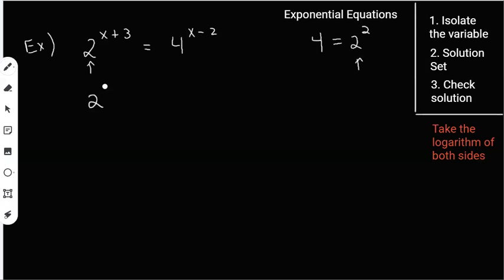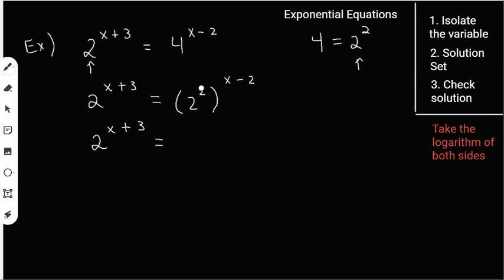So what I'm going to do is I'm going to keep the left side the same. Over on the other side, I'm going to change this to 2 squared. And then I'm going to close that up, and I'm going to raise it to the same power, the x minus 2. So the only thing I really did was I changed 4 into 2 squared. And now what I can do is I can mess with the right side of the equation.